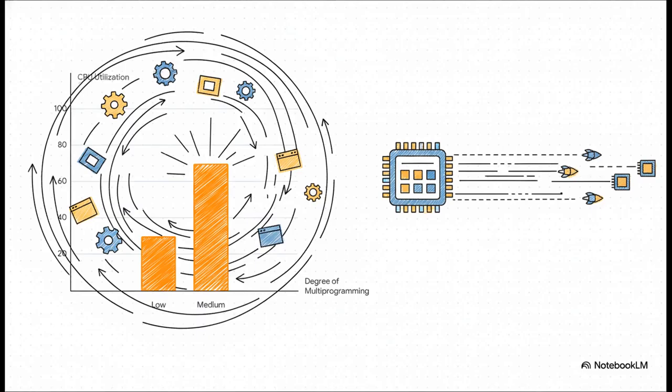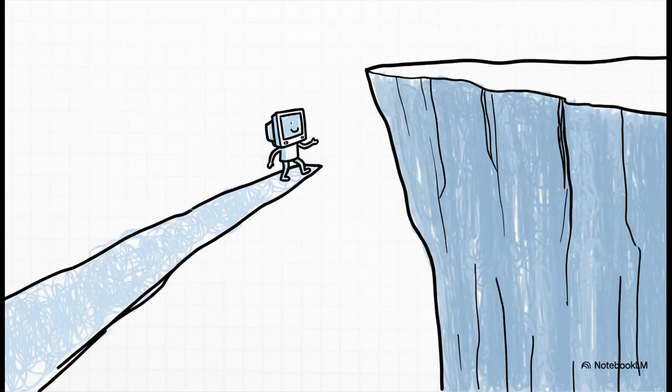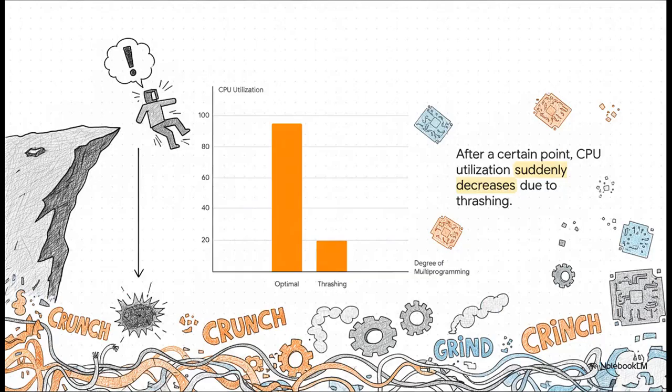Everything is great. But there is a tipping point, and when you cross it, things don't just slow down a little bit. They fall right off a cliff. I mean, just look at that drop. After a certain point, adding just one more program causes the CPU's performance to absolutely plummet. Your computer basically grinds to a halt. What on earth is going on here?